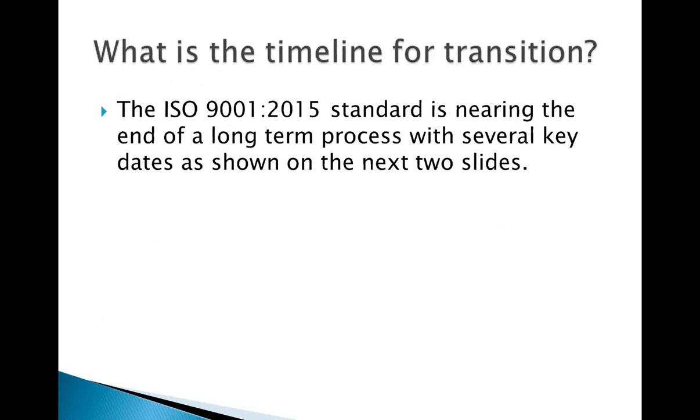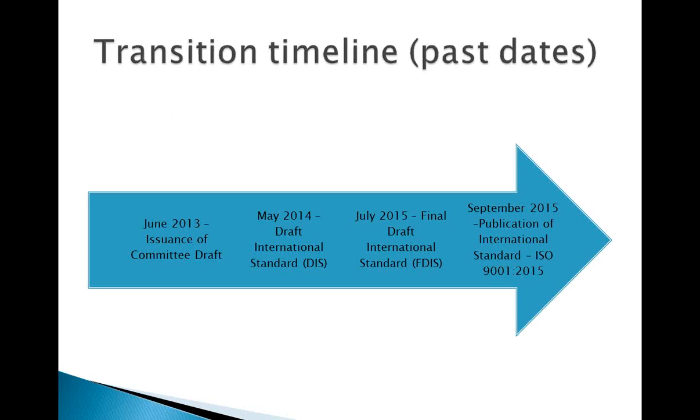Let's take a renewed look at the timeline. We are getting very close to the end of this process, but let's start by taking a look at where we've been. Now, believe it or not, the work on the 9001 standard goes all the way back to 2012. I'll outline a key date in 2012 in just a bit, but the first publication of what ultimately became 9001-2015 came out in June 2013. That was when we saw the committee draft.